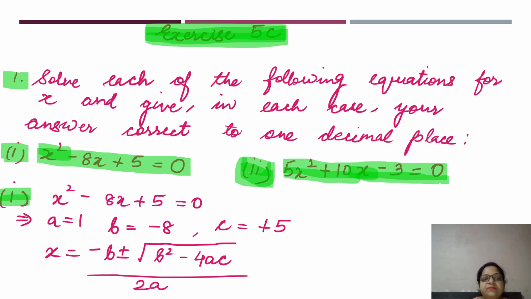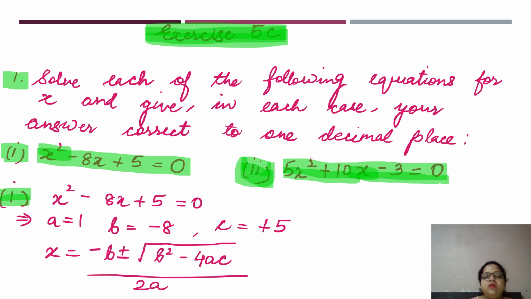Okay children, now first one is x square. The first question says x square minus 8x plus 5 is equal to 0. And the second question says 5x square plus 10x minus 3 is equal to 0. The first question we will take, that is, x square minus 8x plus 5 is equal to 0.